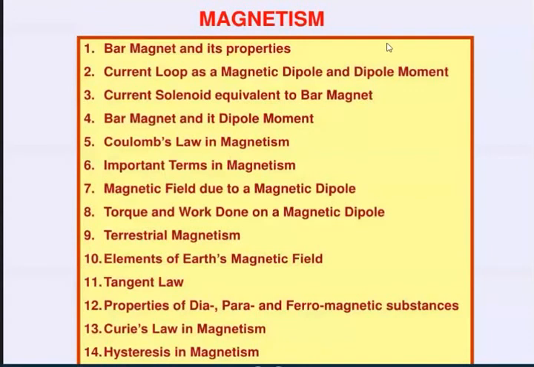Chapter 5 is to be started. In this chapter, the following topics are essentially to be discussed. First of all, you are already well familiar with the bar magnet and its property. A little bit has been discussed in class 10.